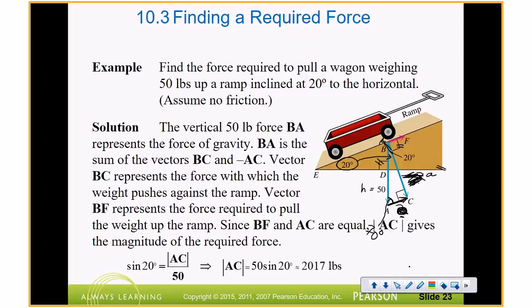Find the force required to pull a wagon weighing 50 pounds up an incline that is 20 degrees to the horizontal. Yes. Huh? Well, that's just how much force. I mean, you could hit somebody with a couple of 100 pounds of force. You can pull a whole lot. I mean, you've seen people pull transfer trucks with their teeth, haven't you? You can pull a whole lot more than you think.